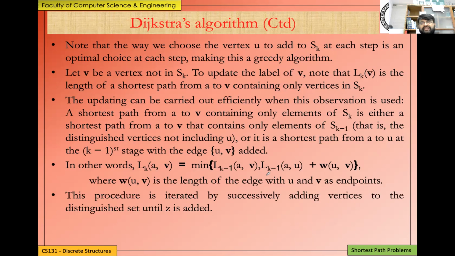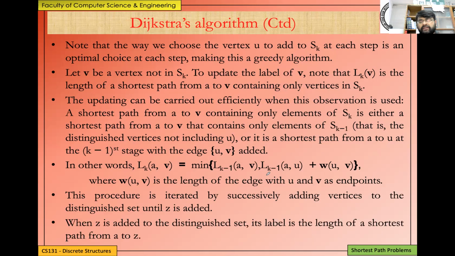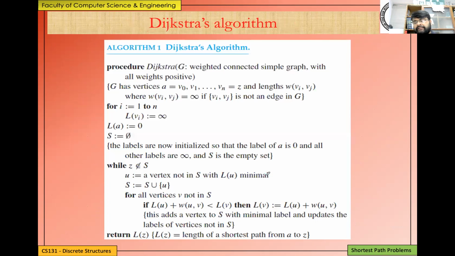So this procedure is iterated by successively adding vertices to the distinguished set until Z is added. So keep on adding one vertex at a time until finally vertex Z is added. When Z is added to the distinguished set, its label is the length of a shortest path from A to Z. So once you add the vertex Z, its label represents the length of the shortest path from A to Z up to stage k. And we'll see how that works.